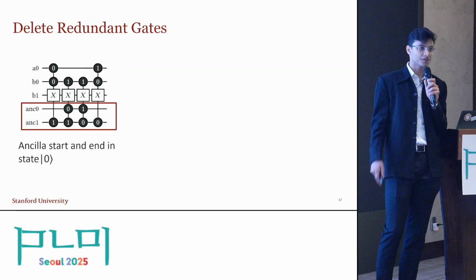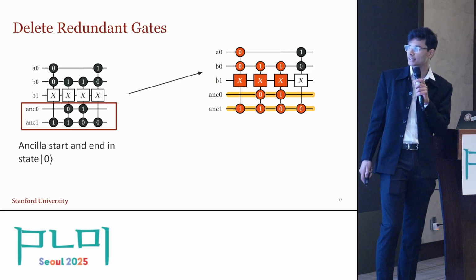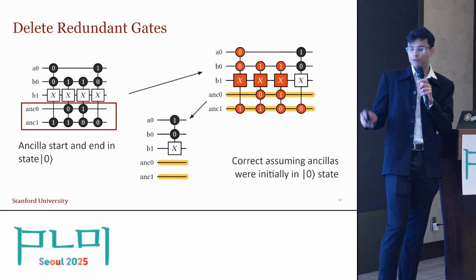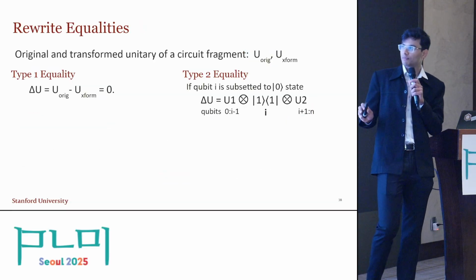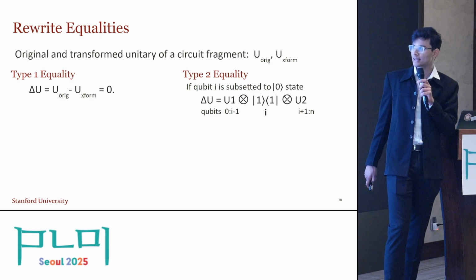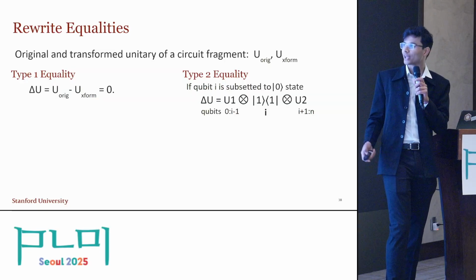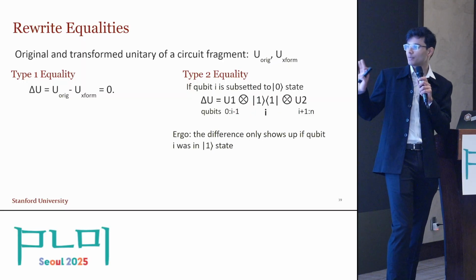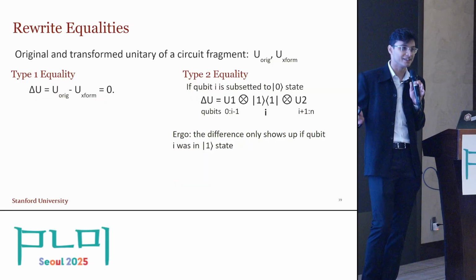Starting with the circuit with the multiple mismatches, you can see that there are a bunch of cases where control conditions are never satisfied, like control on state 1, and the highlighted portion is all restricted to state 0, and trivial controls that are on state 0. That results in a final circuit that has just one Toffoli gate, which is, this rewrite is only correct assuming ancillas are correctly used. This means that we can now formalize this equality for these kind of rewrites as this type 2 equality right here, where if qubit I is subsetted to 0 state in this ket notation, and the delta U admits this bracket term, we don't need to get into the details of what this means right now, but it just means that the difference between the unitaries only shows up if qubit I was in one state, which is just not possible if it was correctly initialized.